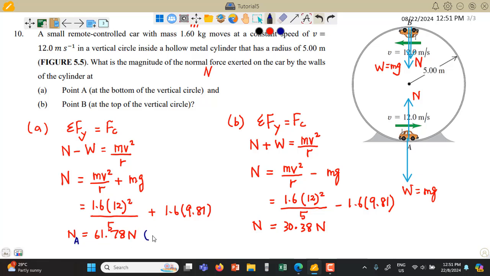So class, you can see obviously, at point A, the normal force is greater. That's why we will feel heavier at position A. At position B, the normal force exerted on the car is less, whereby it's only 30.38 Newton. That's why normally we will feel lighter at the top of the circle.